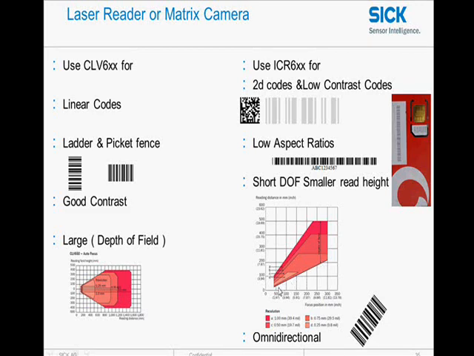And as the cell size gets smaller, you notice this one here, for example, with a cell size of 0.25 millimeters, the depth of field is actually very small, 30-40 millimeters. Or if you need to read omnidirectional, but once again remember the depth of field. So matrix scanners are very good for low contrast, obviously essential for a 2D code, but low contrast, poor aspect ratio, and okay if you only need a short depth of field, and if you want your code to be omnidirectional.